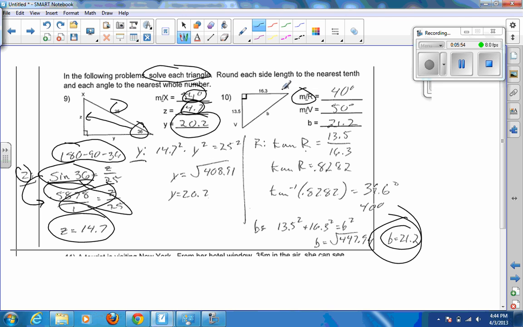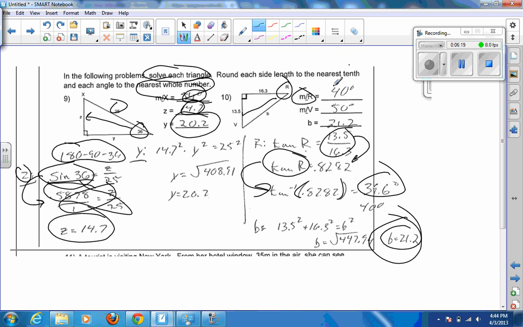So I set up the tangent of r to find that, and opposite is 13.5. Adjacent is 16.3. So I set that up, and this is where we have to take the inverse tangent function. Remember, you've got to find the decimal value of this, and then remember the inverse function eats up the decimal, spits out the angle, and if it asks to round to the nearest degree, nearest whole number, we need to round that to 40. And then subtract to find 50 for the next one.